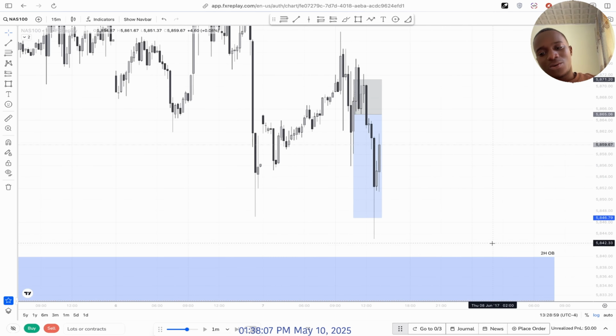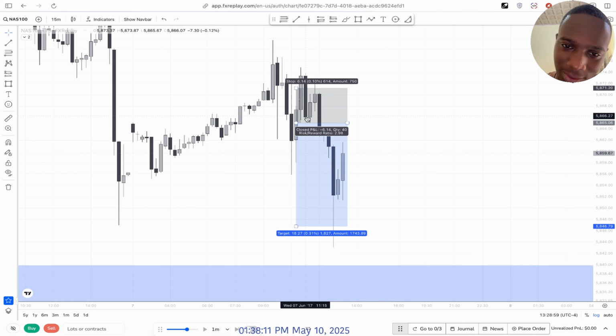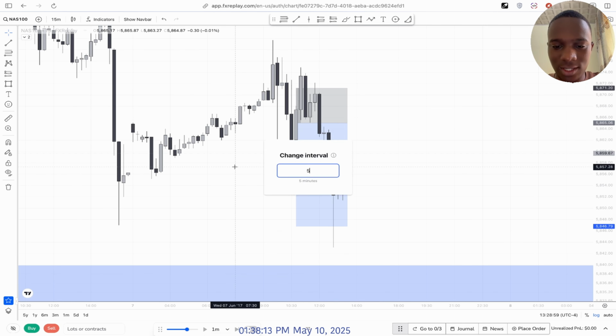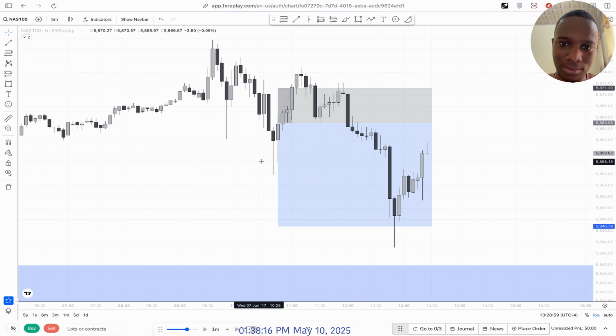So one wrong thing we learned from this one is we entered at the wrong time. We should have stuck to our rules and waited for a fair value gap retracement, a solid fair value gap retracement, and maybe this one would have been a valid one. I wonder why we didn't, but no problems. Let's see.